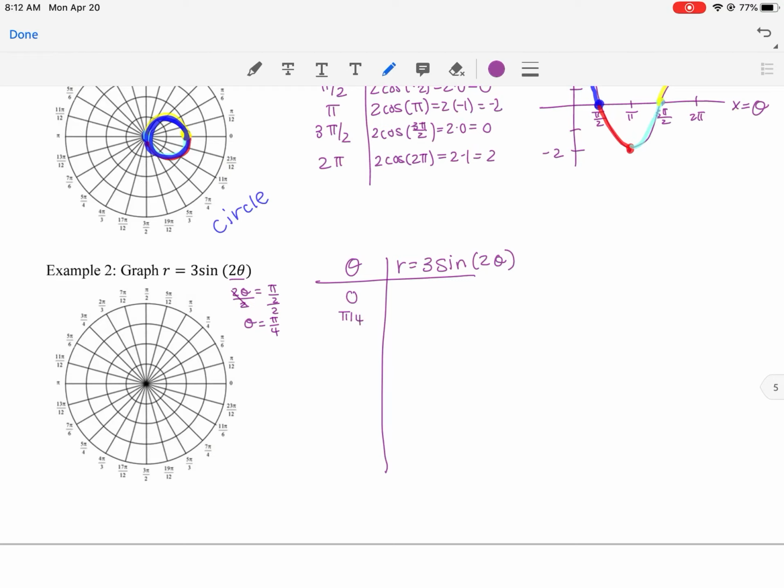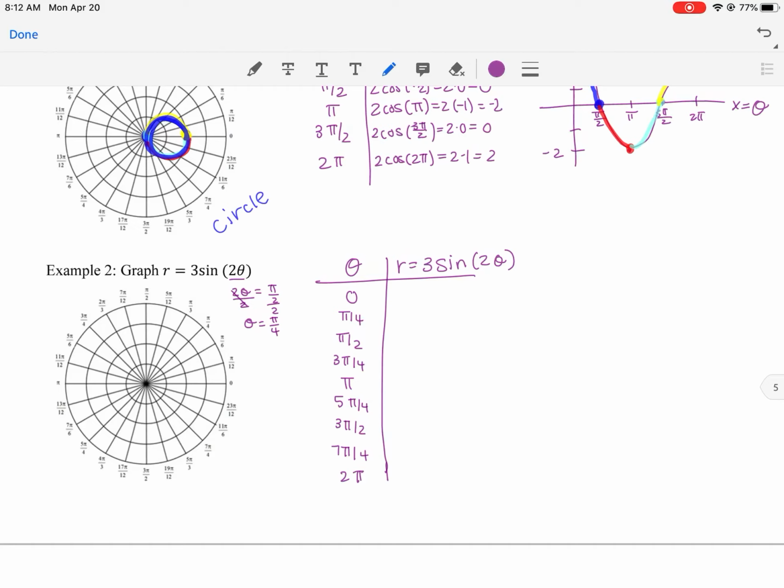So we know 0, we can have pi fourths, then pi halves, which is 2 pi fourths, 3 pi fourths, pi, 5 pi fourths, 3 pi halves, 7 pi fourths, and 2 pi. Yes, that's probably a little extreme. You probably don't need all of that to see what it is, but I think at the beginning it's good to see it.